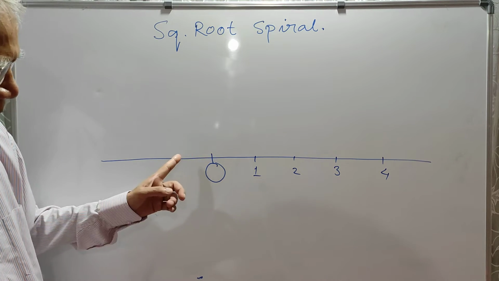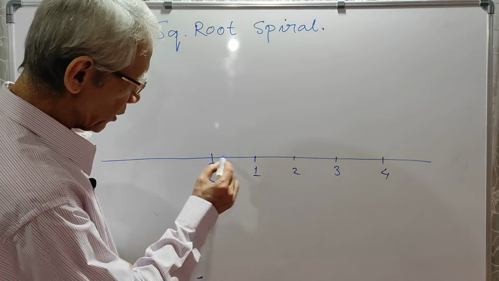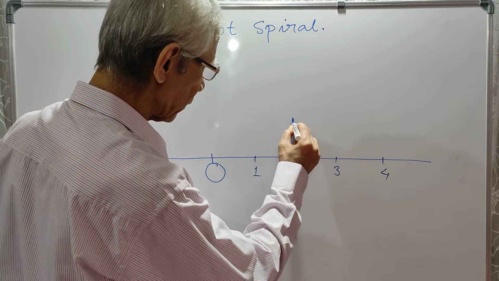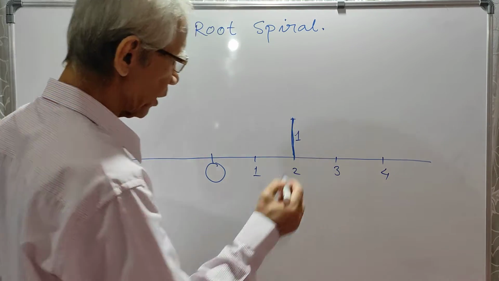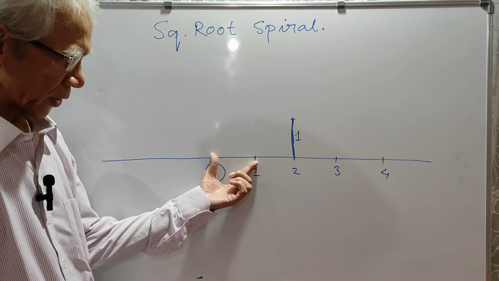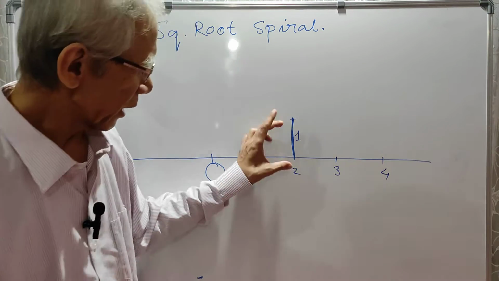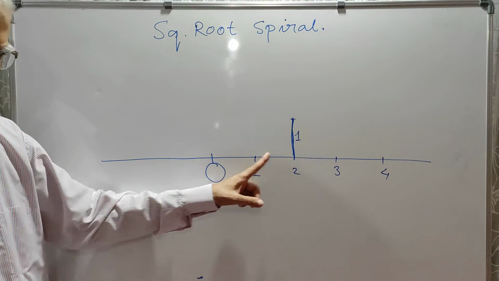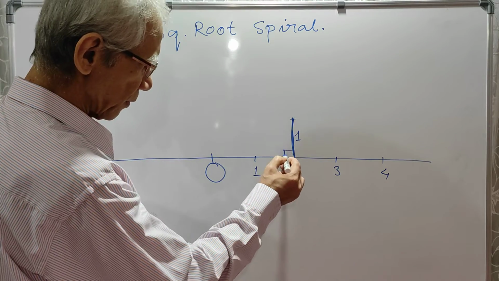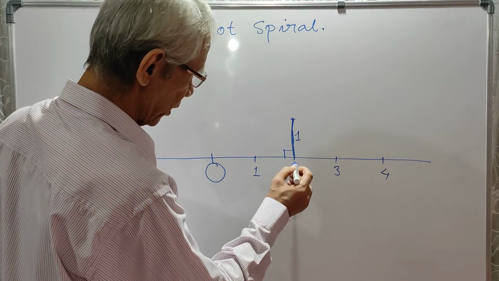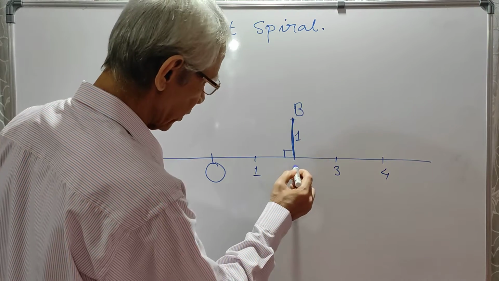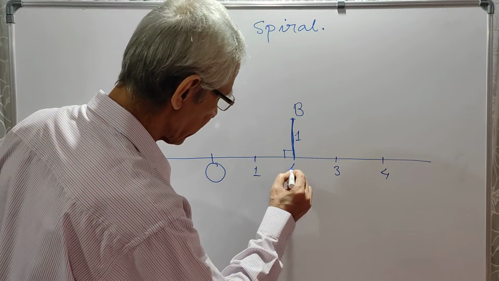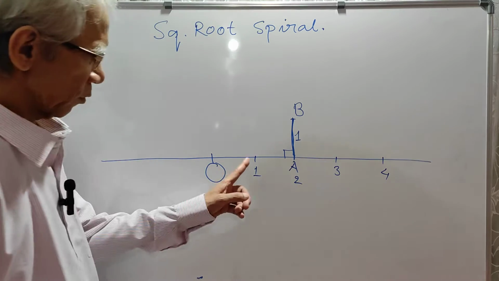Now, suppose you take from here, this is 1 unit, 1 unit. From here, you draw a perpendicular. This perpendicular length is 1 unit. So 1 unit means this much. 1 unit, 1 unit, 1 unit, 1 unit. Again, this is also 1 unit. So from the point 2, not 1 but 2, we draw this perpendicular. Suppose we call this point B and this point A. Now this is the position of 2. 1, 2, 3 and all that.